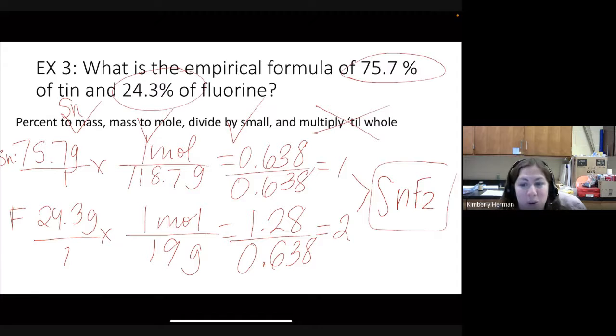So this takes us through our video of going through 3 empirical formula problems, keeping in mind our rhyme: percent to mass, mass to mole, divide by small, and multiply till whole.